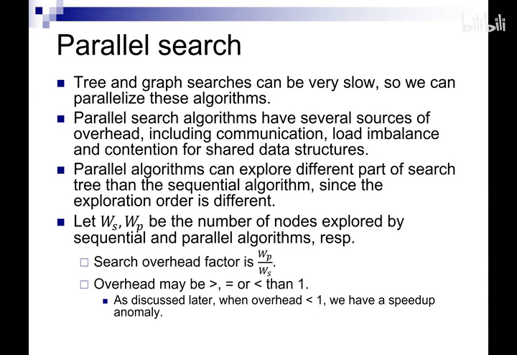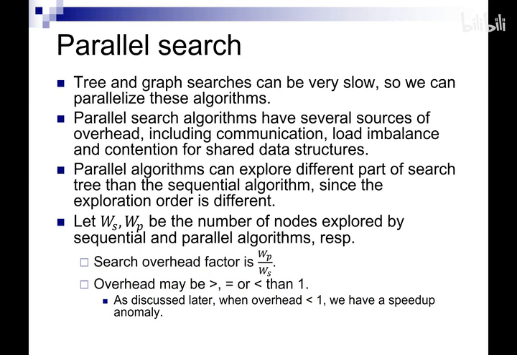Because you do more work overall in the parallel search than the sequential search. However, there are cases when it can be less than 1. If it's less than 1, then you actually do less work in the parallel algorithm. We call this a speedup anomaly, because usually the parallel algorithm has to do at least as much work as the sequential algorithm.